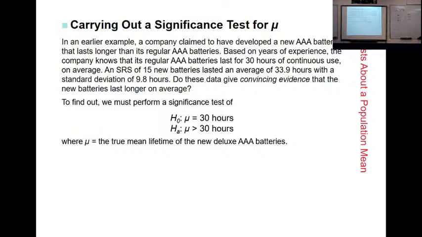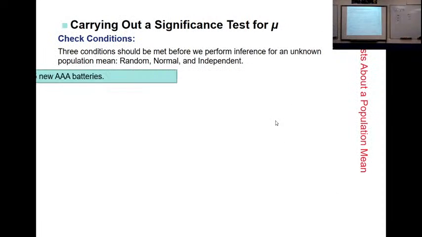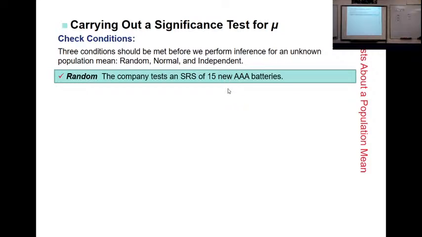We are going to test conditions. And our conditions are going to be random, normal, and independent. And the only difference between the means and proportions, we talked about this earlier, is that if we are talking about means, then instead of n times p and n times 1 minus p, we're just checking our sample size and checking if our sample size is at least 30. So in this case, the sample size is 15.